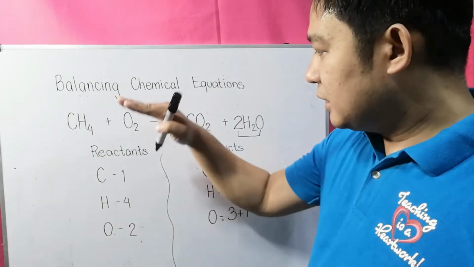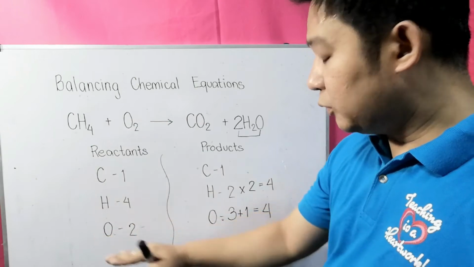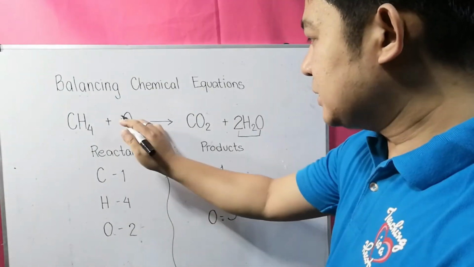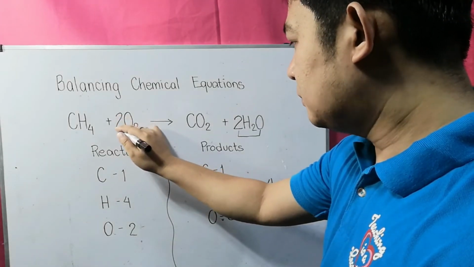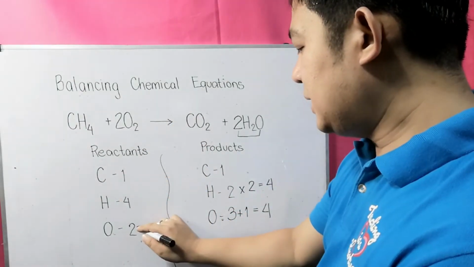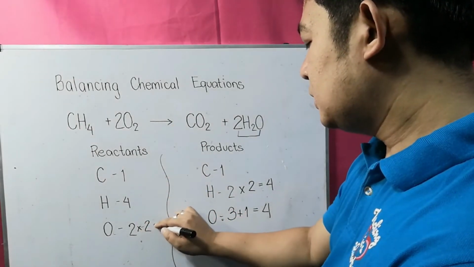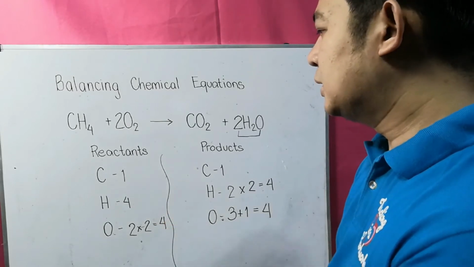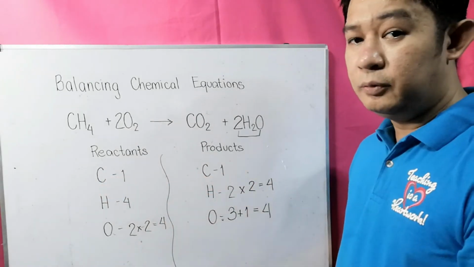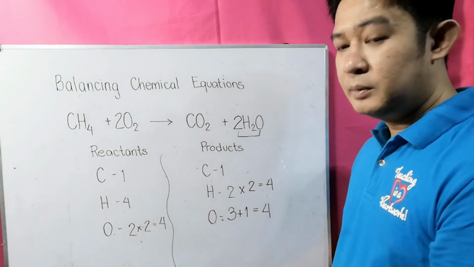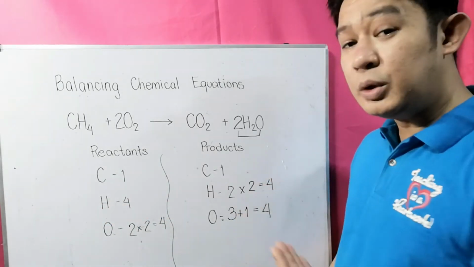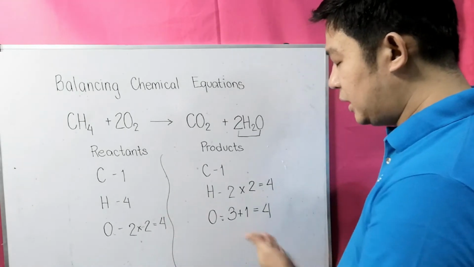To make this oxygen equal to 4, same as on the product side, we must also put 2 here as a coefficient for the oxygen O2, making this now equal to 4. So as you can see here, we have the same number of carbon for the reactant and product. We have the same number of hydrogen, 4 and 4. And now we also have the same number of oxygen, 4 and 4.